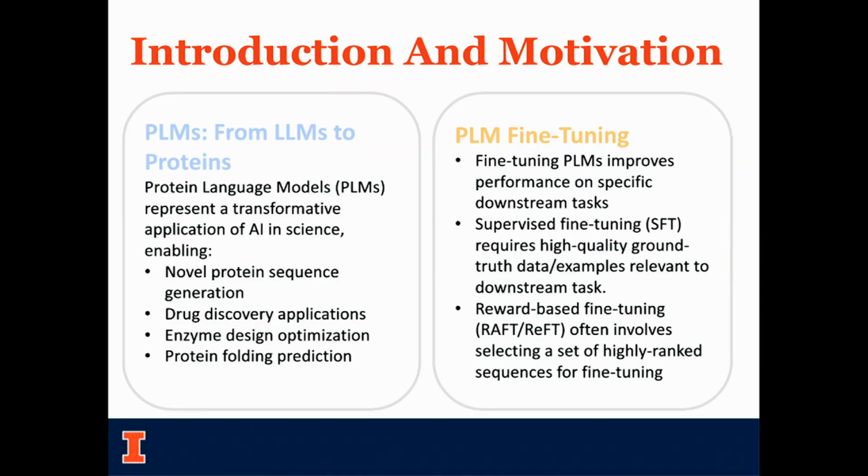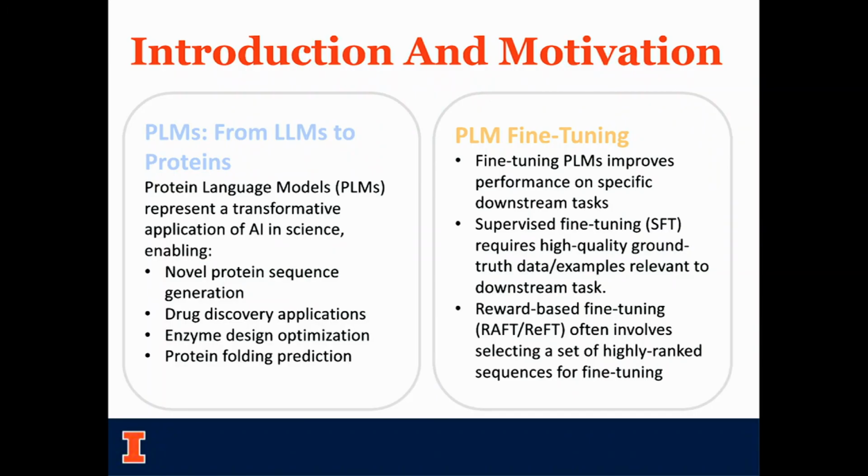A typical approach is supervised fine-tuning, wherein you have a ground truth data set, based on the downstream task, of the set of proteins which you want to fine-tune the model on, and you use that ground truth data set to tune your model. The problem with this approach is you need those protein samples, so it's very difficult to generate that ground truth data set at a larger scale.